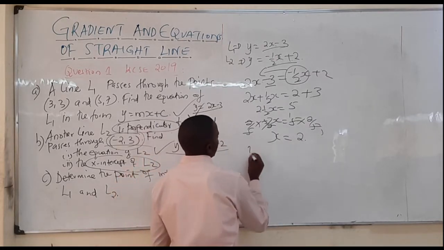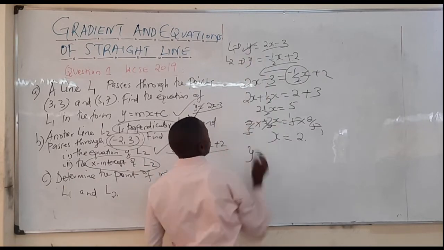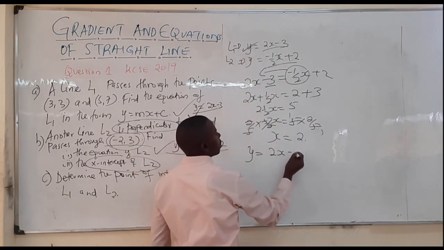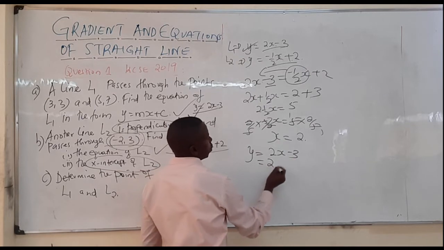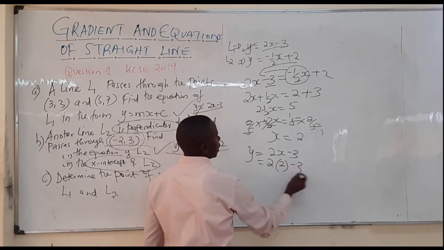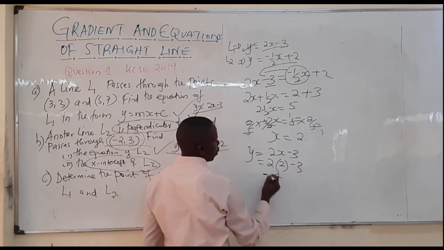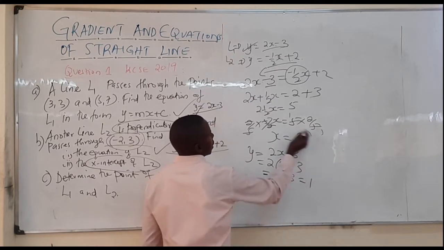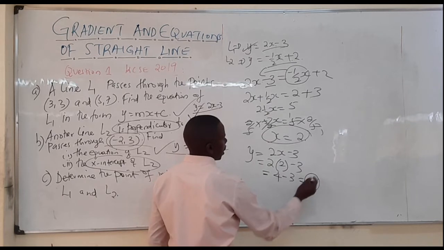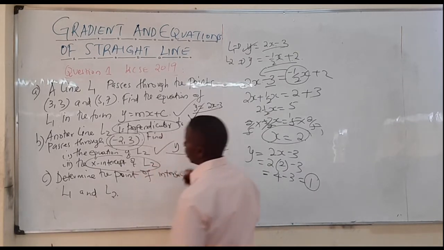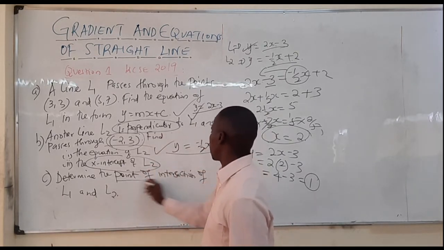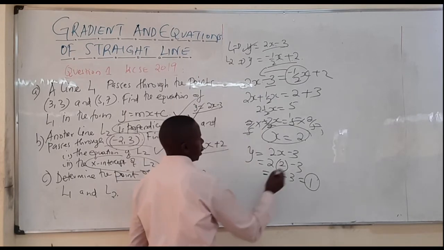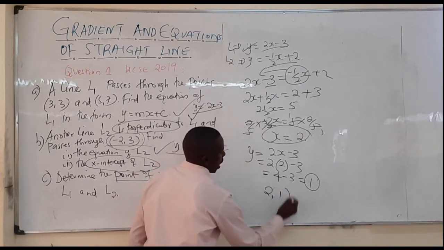Then for y, we can pick the first equation, which is given by 2x minus 3. So 2, our x is 2, minus 3. 2 times 2 is 4, minus 3 equals 1. So x is 2, y is 1. So the coordinate, because we are to get the point of intersection, should be (2, 1).